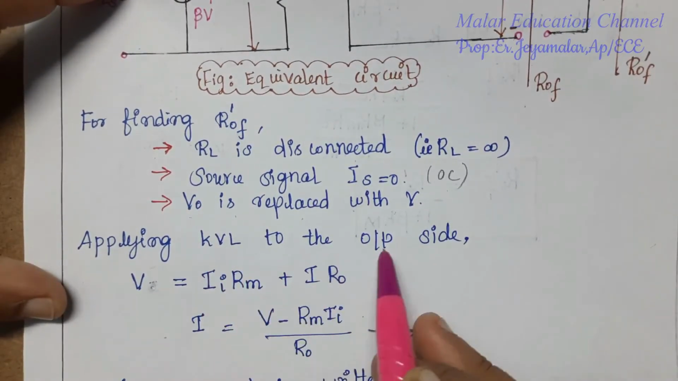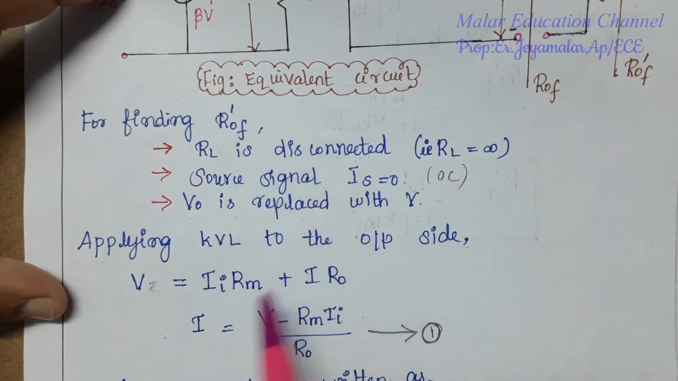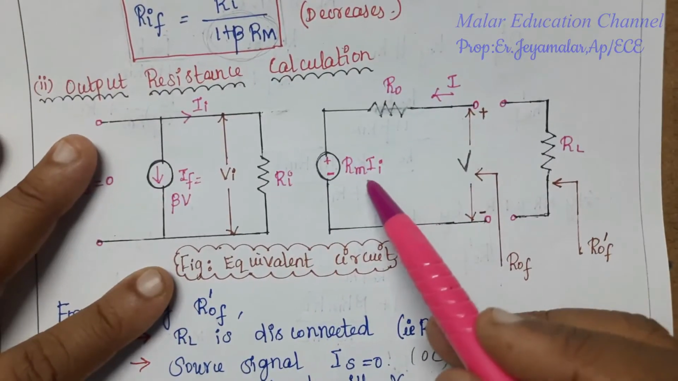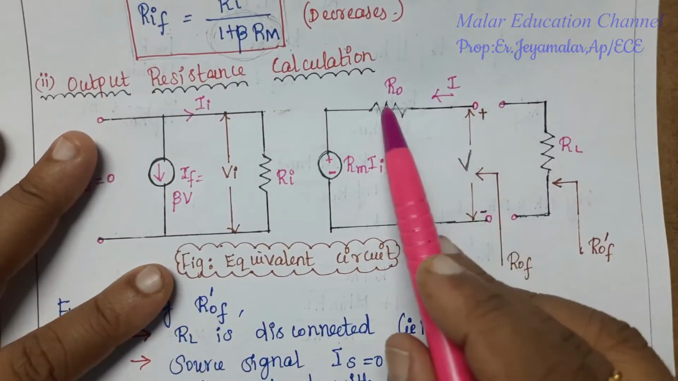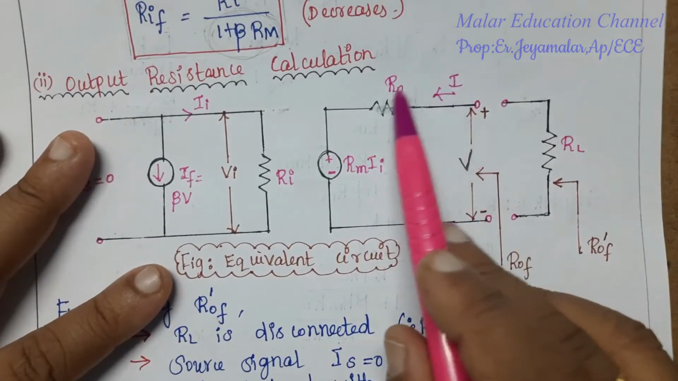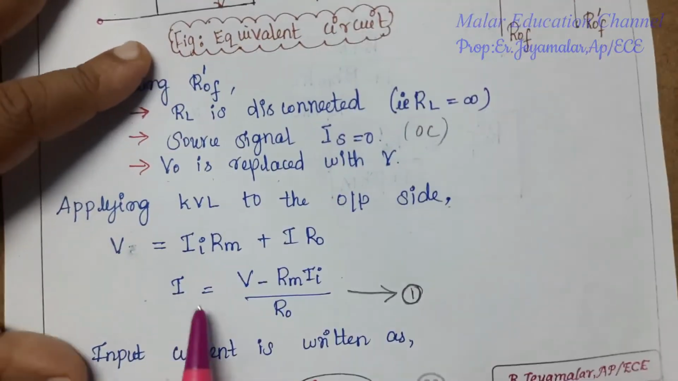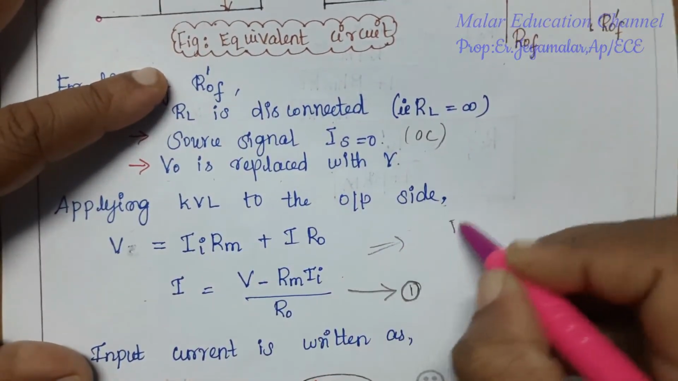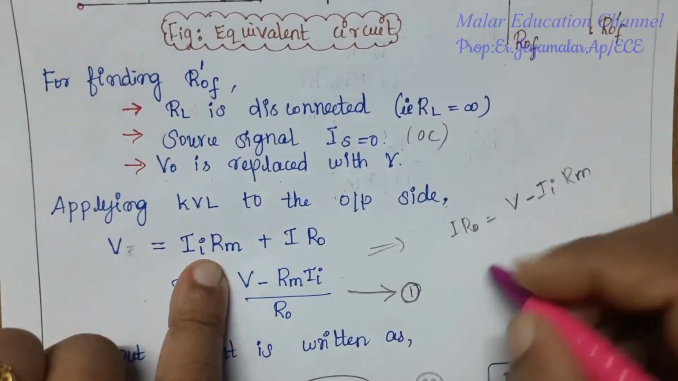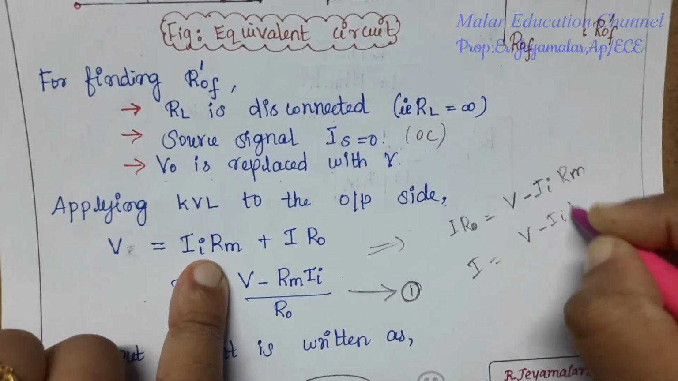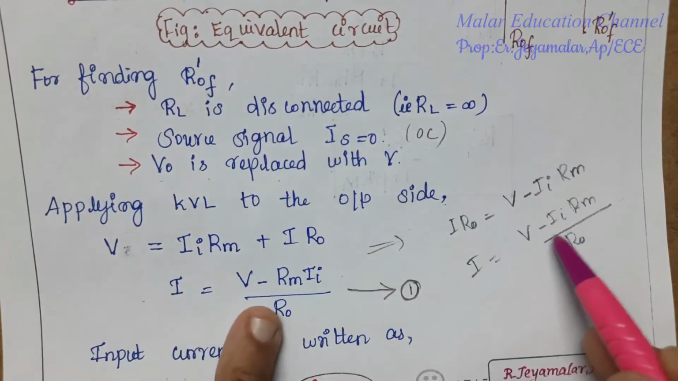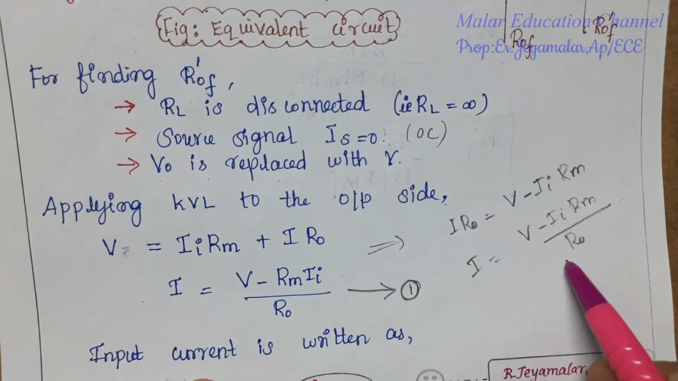Apply Kirchhoff voltage law to the output side because of output resistance calculation. So V equal to, see the output section, V equal to Rm into Ii plus I into R0. For simple calculations, I into R0 equal to V minus Ii into Rm, isn't it? So I equal to V minus Ii Rm, the whole divided by R0.